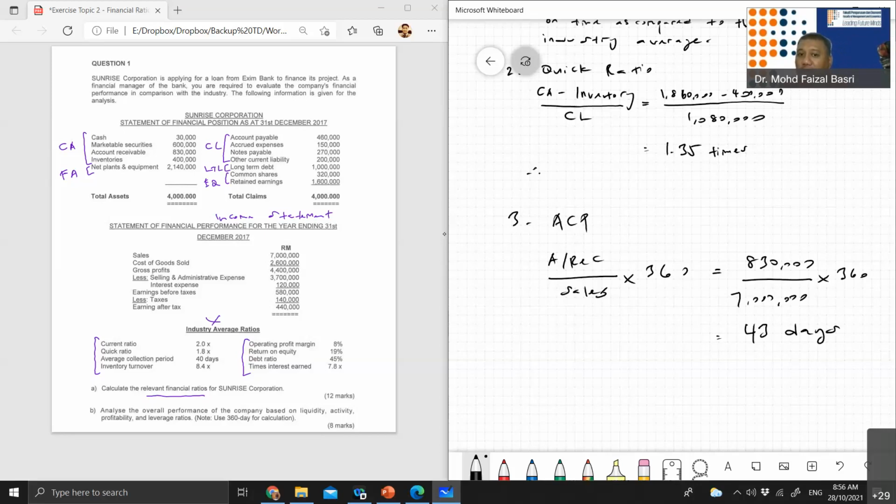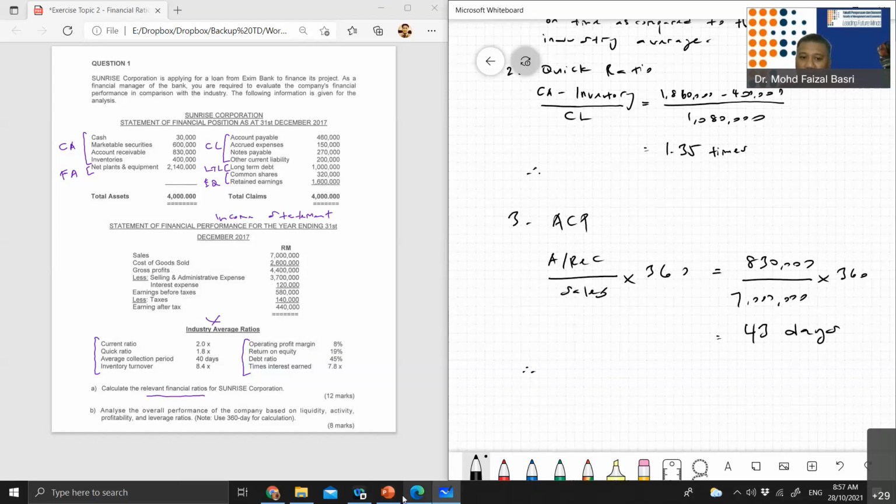So in this case, on average, the company needs 43 days to recover their debts. Okay, obviously when we talk about debts, the faster you recover, the better the performance, kan. So to see whether it's good or not, 43 days, compare against the competitor ataupun the industry average. On average, the industry just needs 40 days to recover. So what does it mean? Sunrise Corporation, again, has worse performance in terms of collection. Okay, so nanti komen lah.